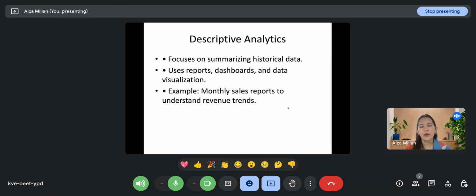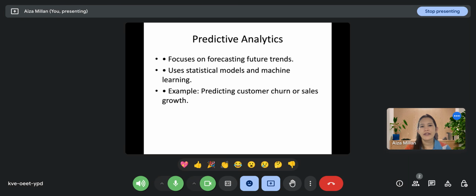So here's a quick example to illustrate the differences. Descriptive, an example of that is: our sales increased by 10% last quarter. So it describes, no? Based on the data, it describes something. For predictive, we have here an example, prediction of customer churn or sales growth. Another example is: sales are expected to grow by 15% next quarter. So, it is predicting the future.